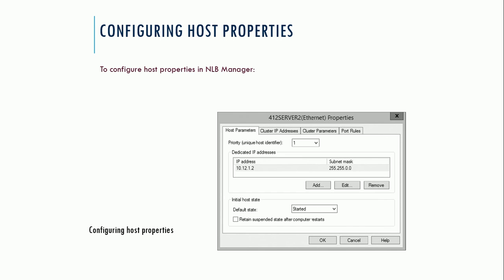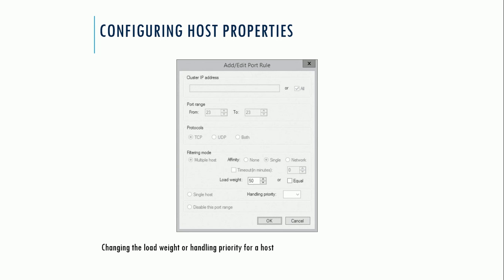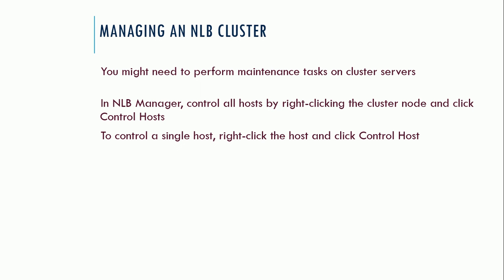All right, so there's our host properties. We right-click under the cluster name to click into host properties, and we'll get this dialog box where we configure the host parameters. Under host properties, the cluster IP address tab shows the cluster's IP address. The parameters tab shows you the cluster parameters, but you can't change them in this tab. You need to open the cluster's property dialog box to change those. And you use the port rules tab to edit port rules that aren't set to disabled mode. So here we can edit some port rules.